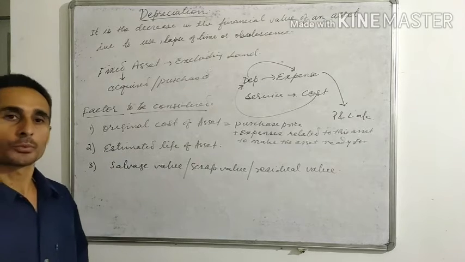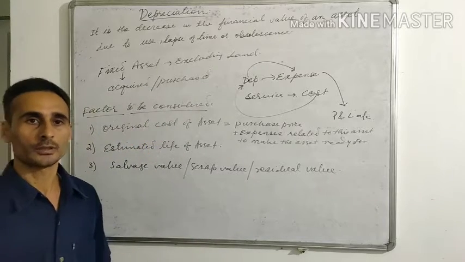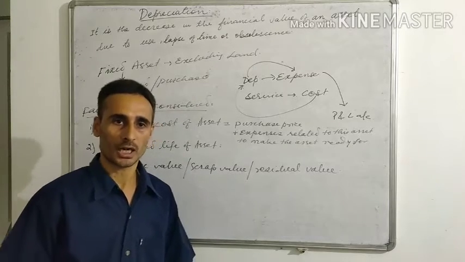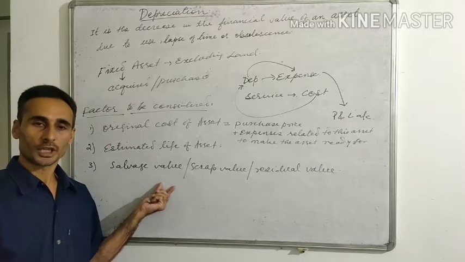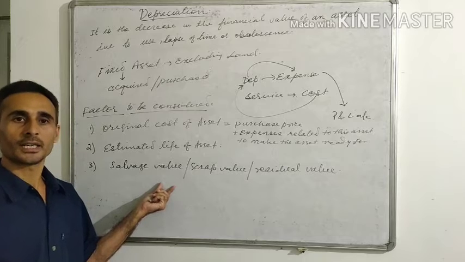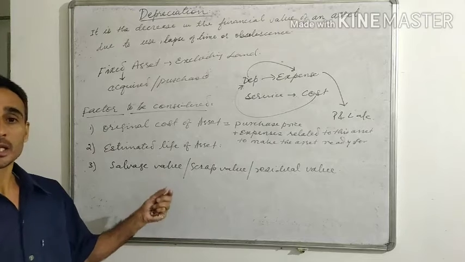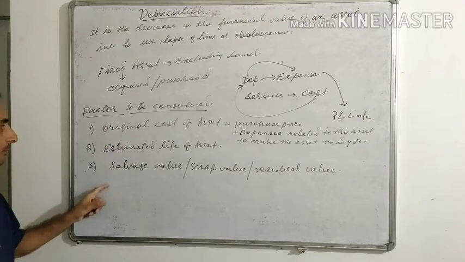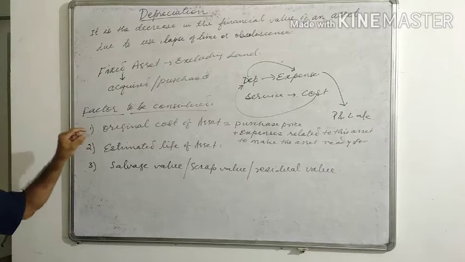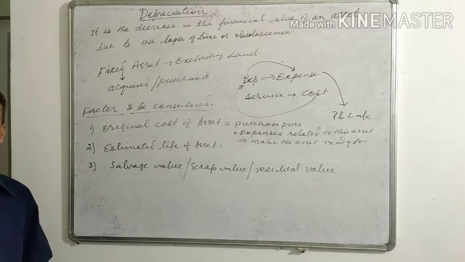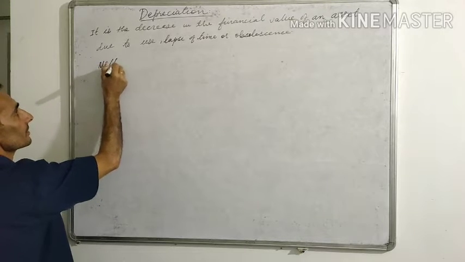Like some of the assets will definitely have some scrap value, isn't it? Like say scooter, two-wheeler, cars, they will never have a zero value at the end of the life. They will certainly give you some amount at the end of their life, right? So that value is known as scrap value. So all these points should be considered while finding the depreciation of an asset. Now we have methods of depreciation.